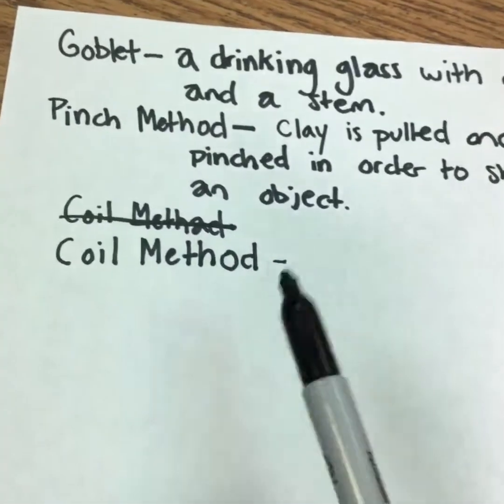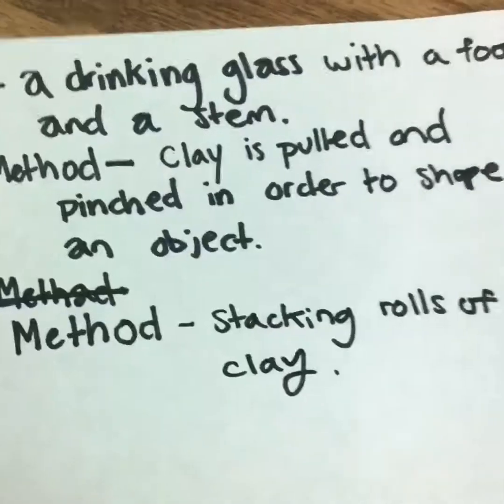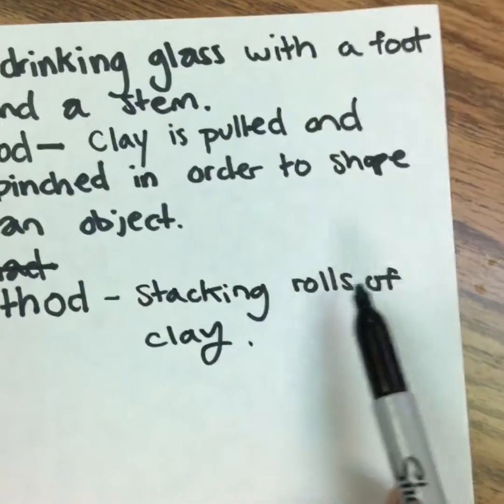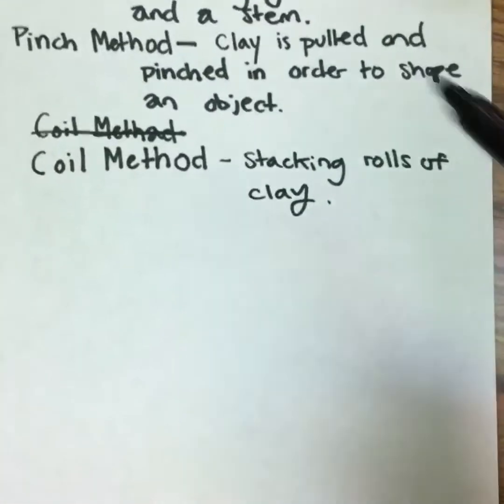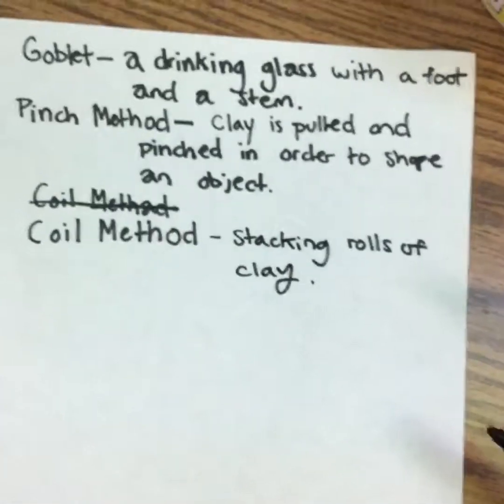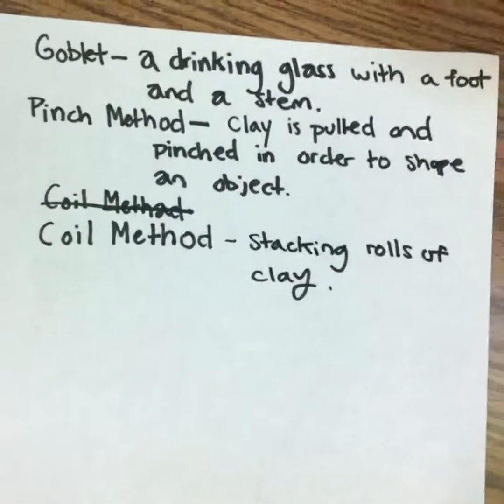So we're gonna write coil method dash. All you need to write is stacking rolls of clay. That's all you need to write. That's all coil means, is that we were stacking those rolls of clay until it started building up into walls.